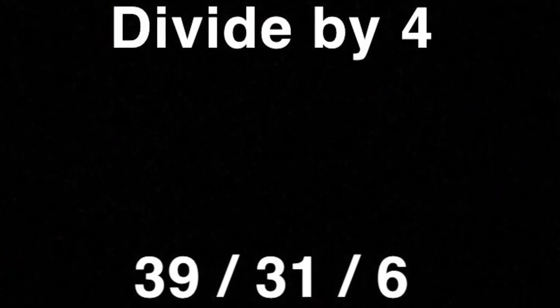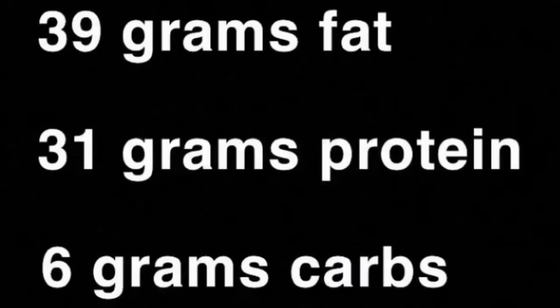Now that we have all three of our gram values, we can break down these values by each meal. The easiest way to do this is divide each value by 4. This leaves us with 39, 31, and 6 grams of fat, protein, and carbs respectively. These gram values will serve as the basis for each of our 3 meals for the day.